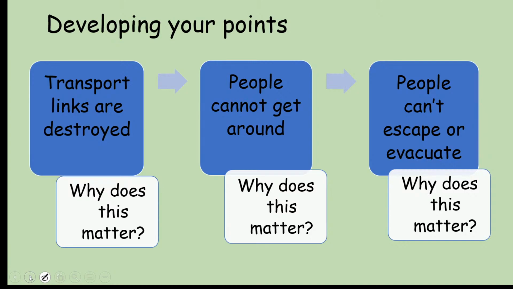So we've taken a simple reason like transport links being destroyed and we've developed it twice, and we could do it even more to that final step of saying therefore people are more at risk or they're more likely to die, something like that. So just have a think for 30 seconds in your head. How can you develop the points? How can you develop the reasons that you came up with?